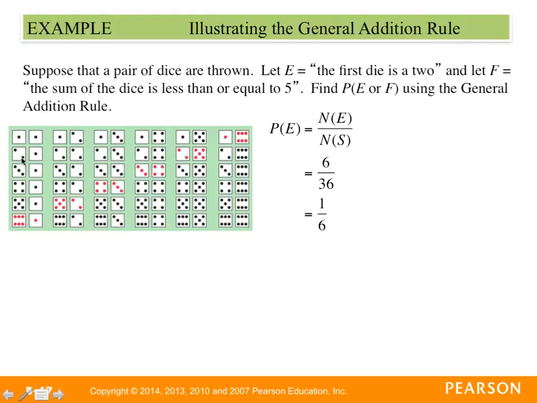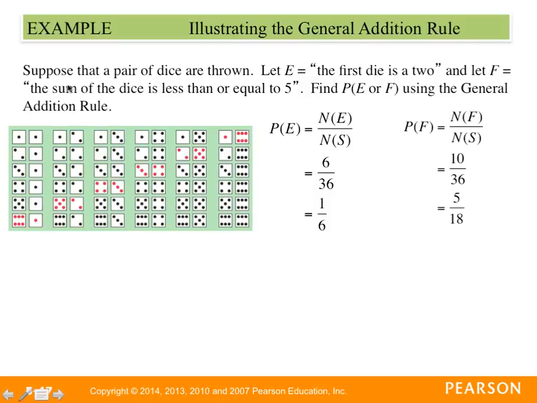So if we look at all of our outcomes, it looks like we have this whole row here. We have 1, 2, 3, 4, 5, 6 observations where the first number is a 2. So 6 out of our 36 rolls, and we can reduce that to 1 out of 6.